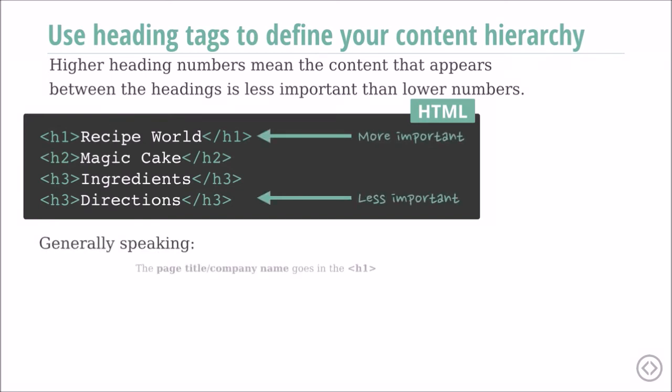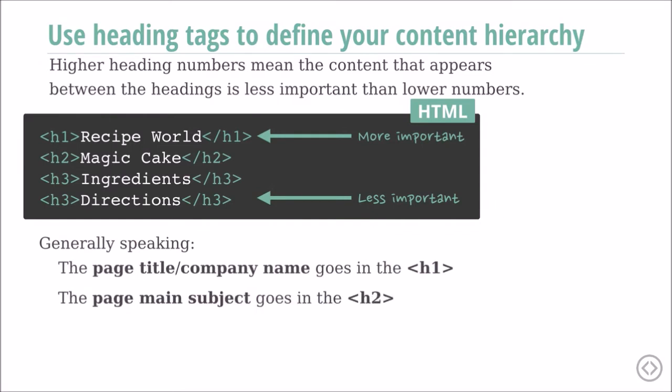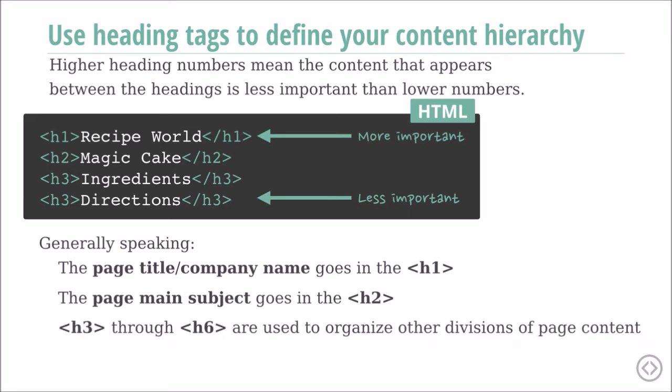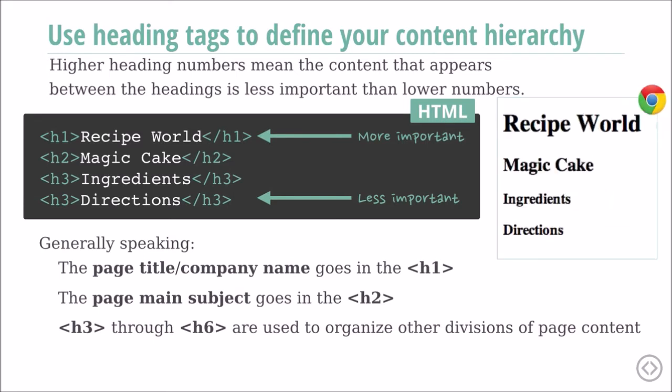So you'll usually see things like a page title or company name inside of an H1 tag, the main subject or idea of the page in an H2 tag. Here, it's Magic Cake, the name of the recipe the rest of the page will be about. And then H3 through H6 are used to further organize some of the lesser important content on the page. Here on our recipe page, it's going to be the ingredients and the directions for combining those ingredients. When we display this in the browser, you'll notice that the H1 tag is naturally displayed bigger than the H2 and H3. And the H3 is smaller than the H1 and H2.